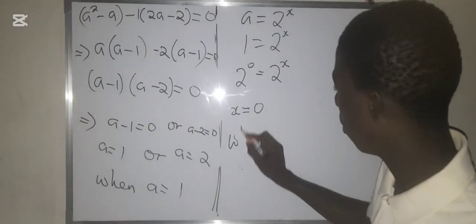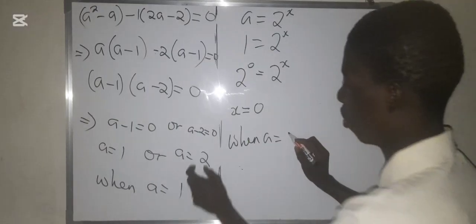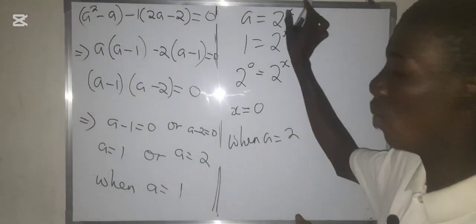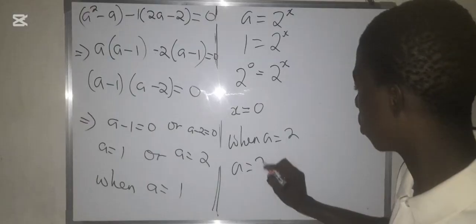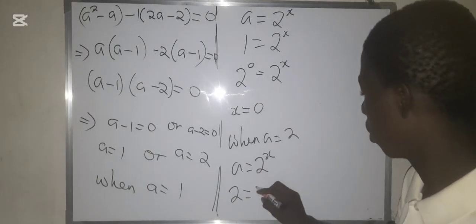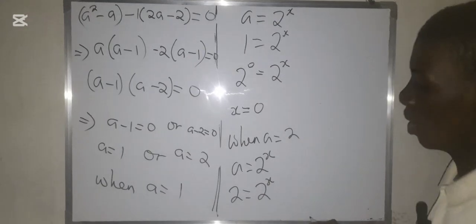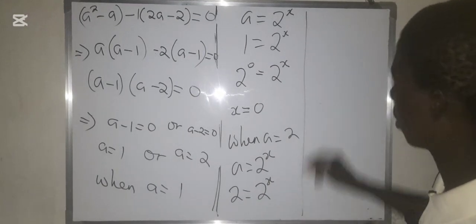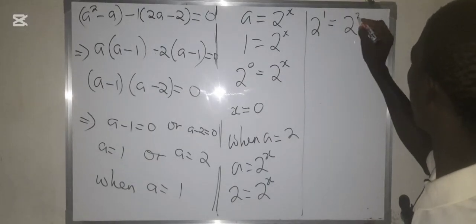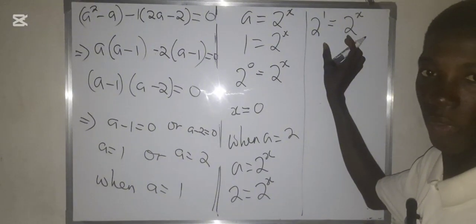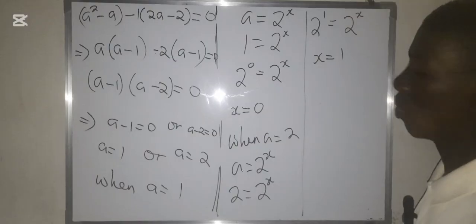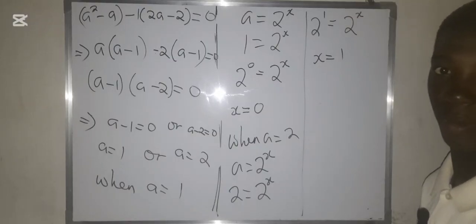Also now when a equals 2, remember we also let a be equal to 2 to the power of x. Now 2 equals 2 to the power of x. This 2 here is the same as 2 to the power of 1, which equals 2 to the power of x. Also apply the same law of indices. The bases are the same, we equate their powers. That is, x equals 1.